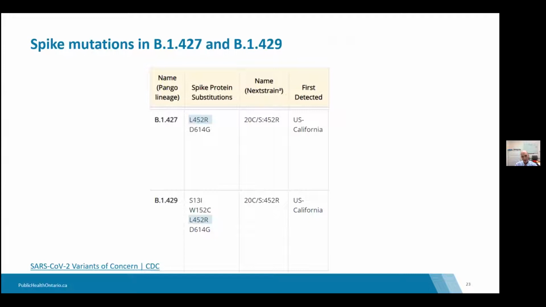This is just showing that these two, which are currently variants of interest in Canada but variants of concern according to the CDC, carry a mutation that could also be used to screen for them, the L452R, which Michelle also showed previously. I believe this mutation is also found in other lineages, so it wouldn't be a diagnostic detection, but it could be used as a screen. Next slide, please.